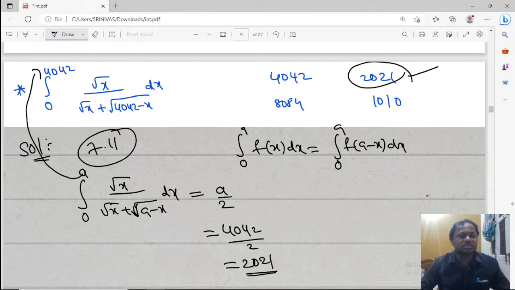Okay, so this is the way to find the solutions. I think you understood. If there are any doubts, please tell me in the comment box. If you have any doubts, you can ask.